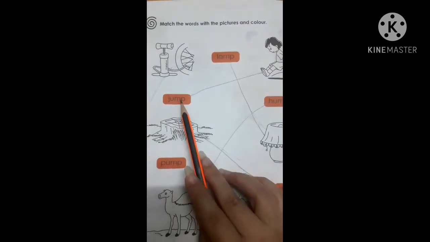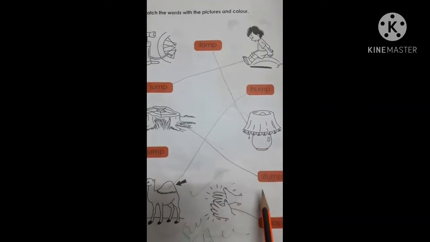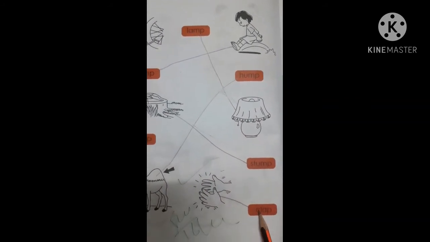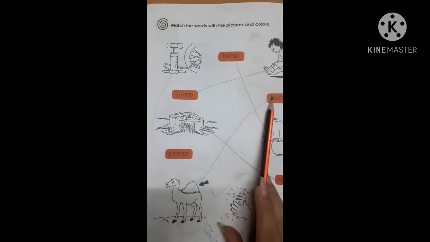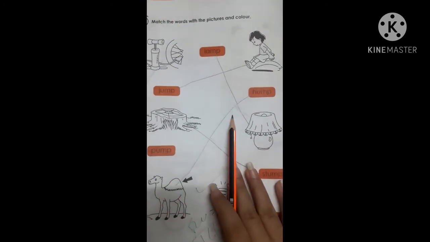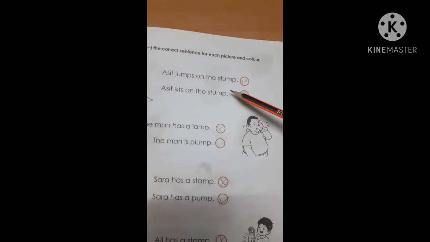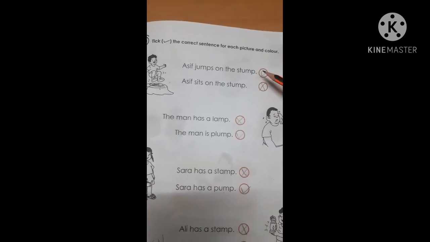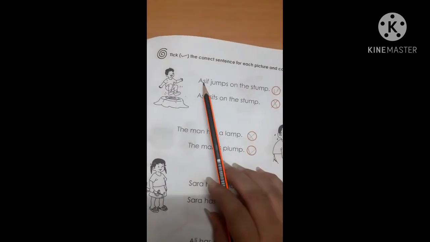Lamp, jump, hum, pump, stump, clap. Okay? How many words are here? 1, 2, 3, 4, 5 and 6. You have to match these 6 words with the pictures. Pick the correct sentences for each picture and color. After taking this, you have to do the color also.